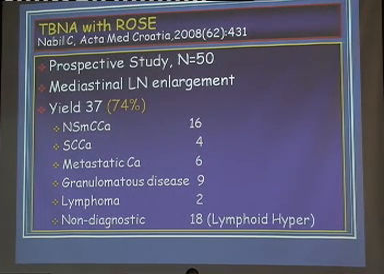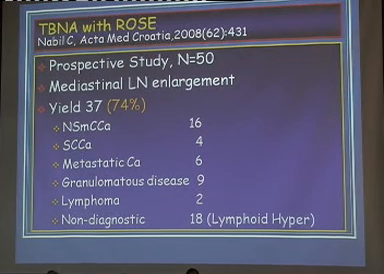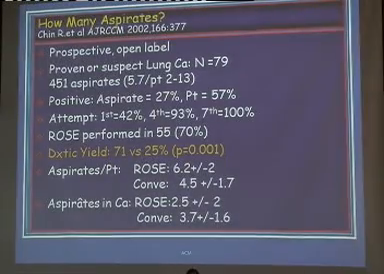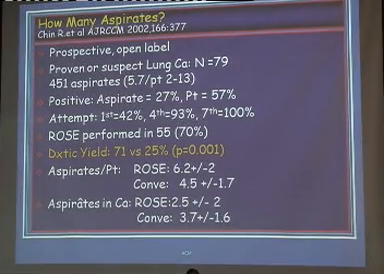Okay, another study which was published not too long ago, 50 patients prospectively looked at mediastinal lymph node enlargement. Diagnostic yield was 74%, and as you can see here, various different types of cancers were present. Benign conditions were also present. Lymphomas were also present. And in 18 patients, they found lymphocytic hyperplasia, which was diagnosed by transbronchial needle aspiration and rapid on-site cytological examination, increasing the negative predictive value of this particular technique.